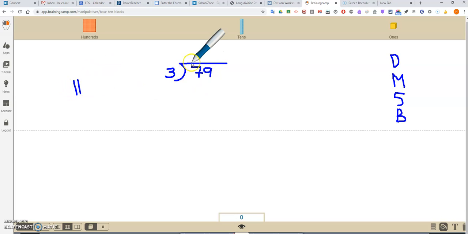So how many 3s do I need to make close to 7? Well, I only need 2 3s. So let's put a 2 here. Mother says multiply. 2 times 3 is 6. Sister says subtract. So I put a nice subtraction sign, nice straight line. 7 minus 6 is 1.